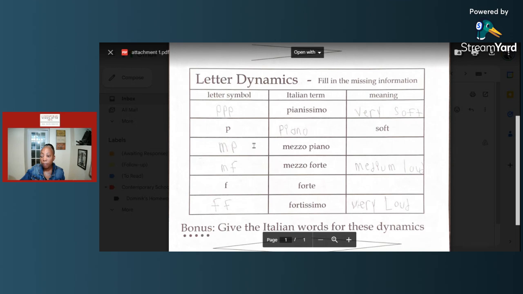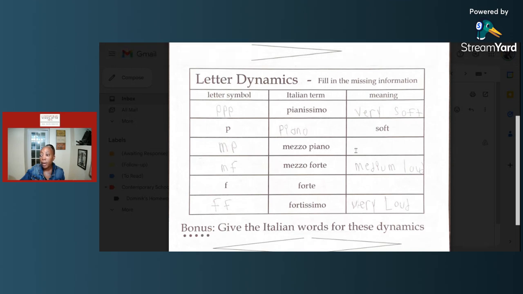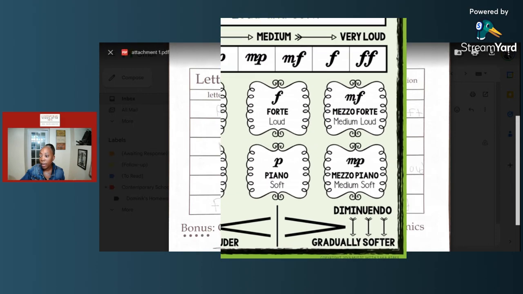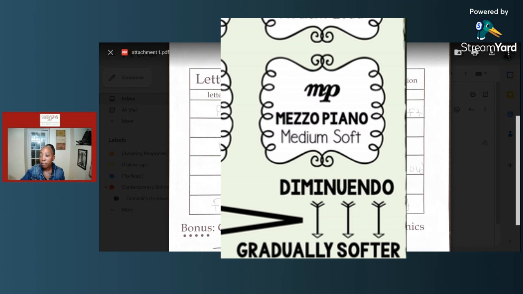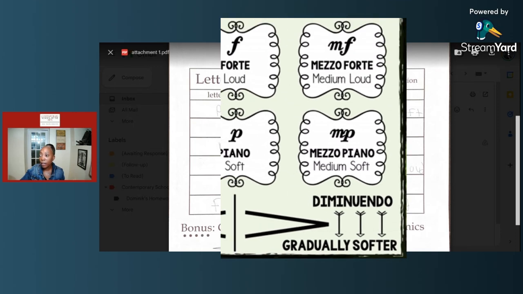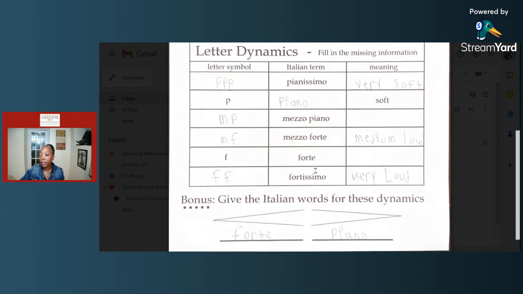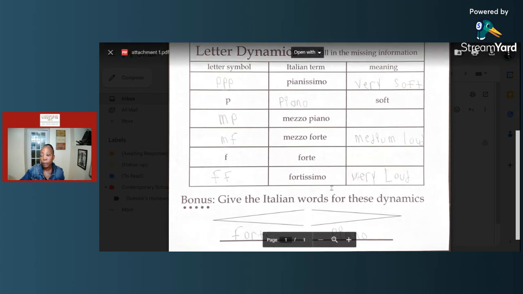Then you have MP, which is mezzo piano, but you forgot to write medium soft. Let's go back to here. We have mezzo piano, medium soft. Okay, and here it is right here. Okay. And next we have mezzo forte. You have MF, that is correct, medium loud. And next we have F for forte. And you didn't write loud, but I know you know that. Okay, and that's what we're looking for. And then we have fortissimo, FF, very loud.